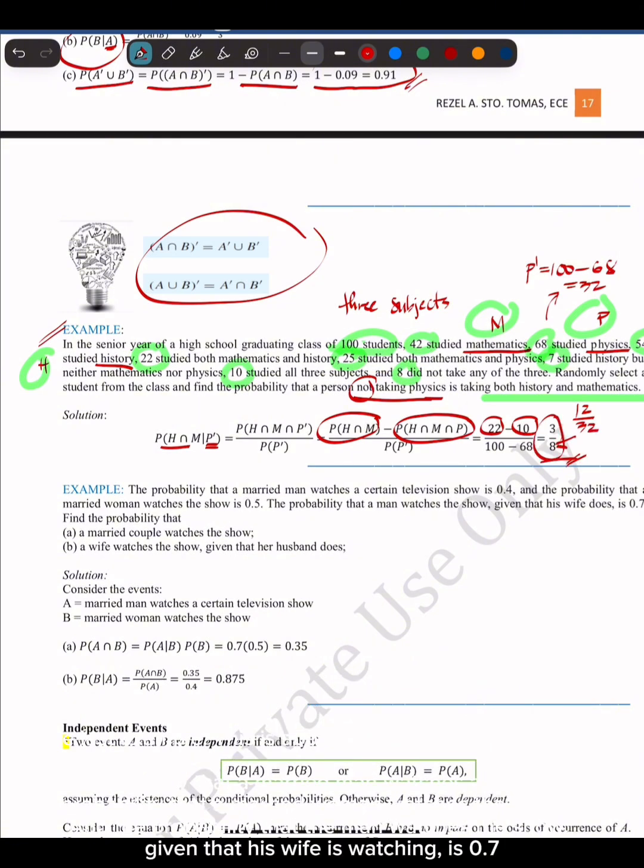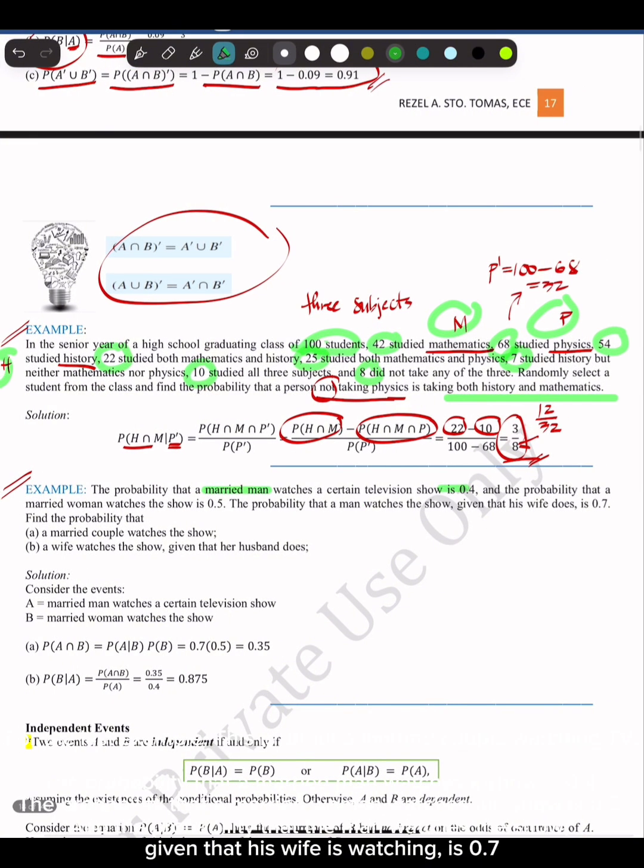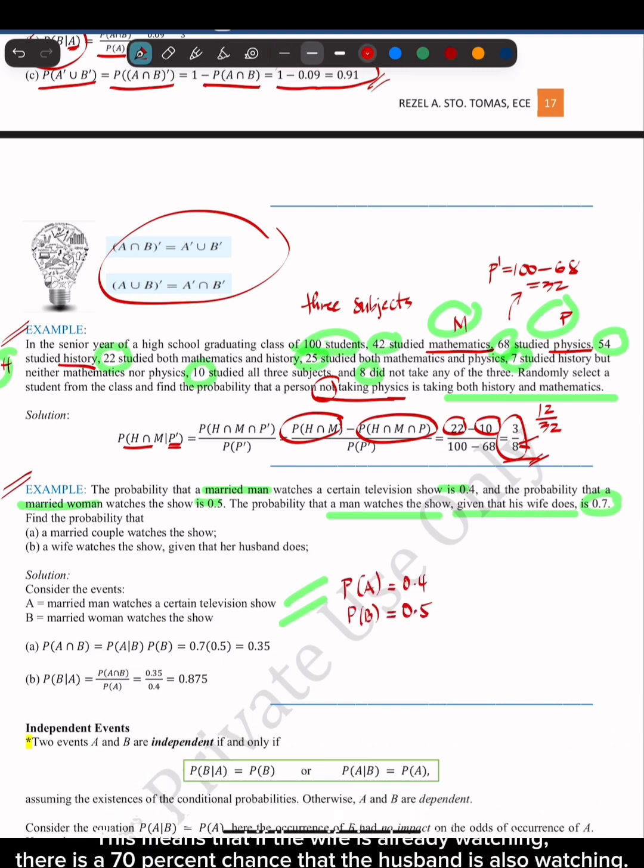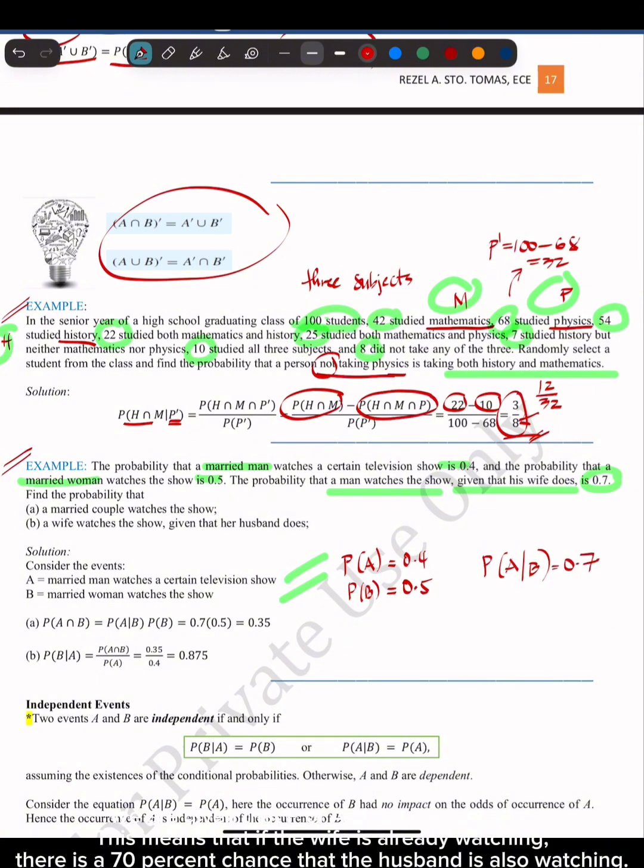For the last example, this is about a married couple watching TV. The probability that a married man watches a show is 0.4. The probability that a married woman watches the show is 0.5. And the probability that the man watches the show, given that his wife is watching, is 0.7. Now, consider the following events. Let A be the man watching. Let B be the woman watching. We are given that P of A given B equals 0.7. This means that if the wife is already watching, there is a 70% chance that the husband is also watching.